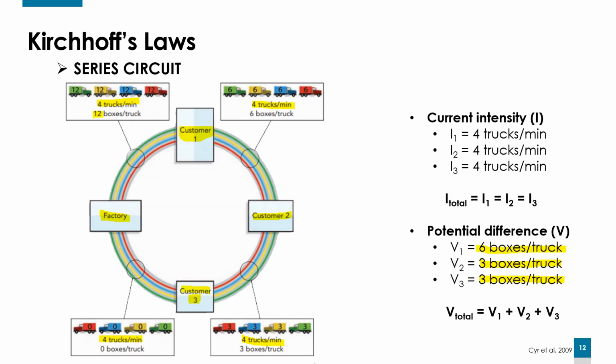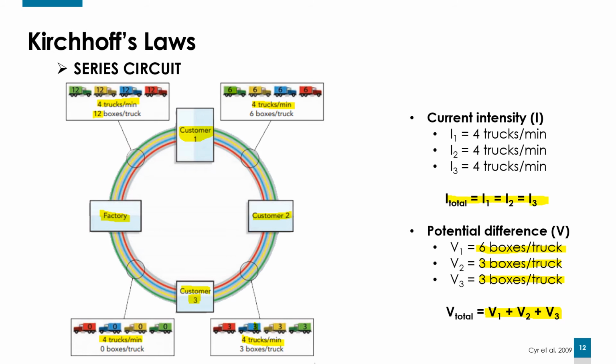Before, I have 12 in each, right? After each of them delivered, I have 0, of course. But how much did I deliver? I delivered 6 first, then 3, then 3. 6 plus 3 plus 3 is equal to 12. So my V total is the sum of my partial voltages, V1, V2, and V3.